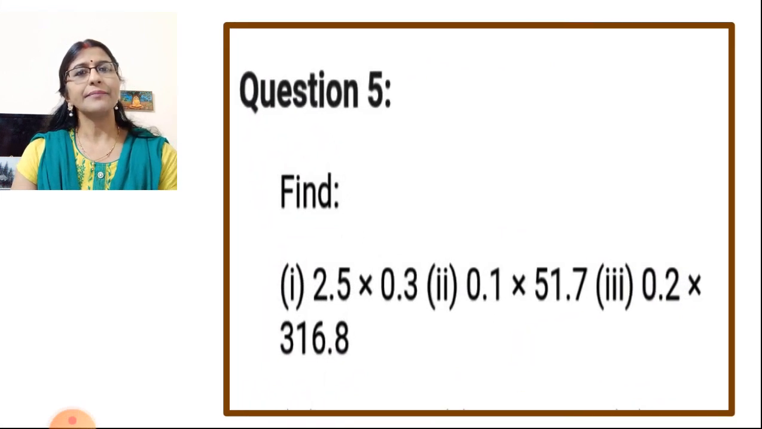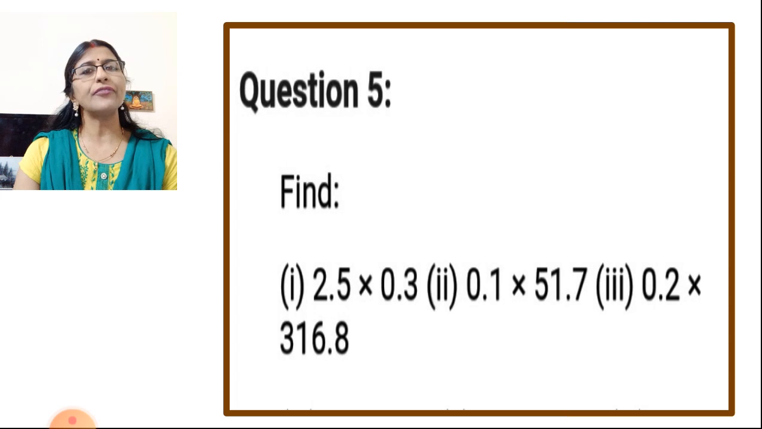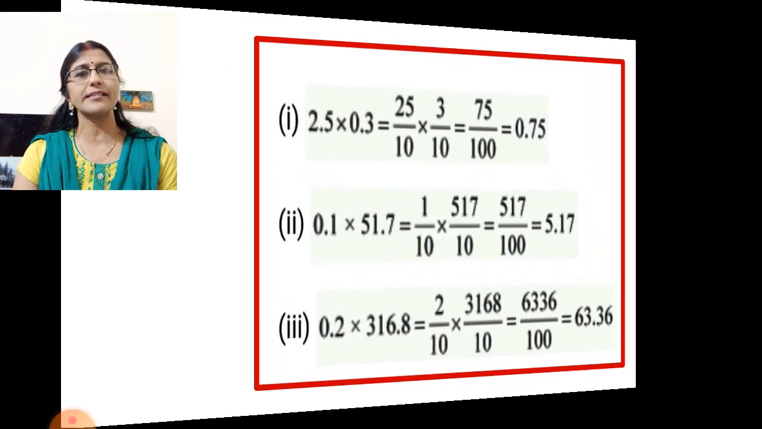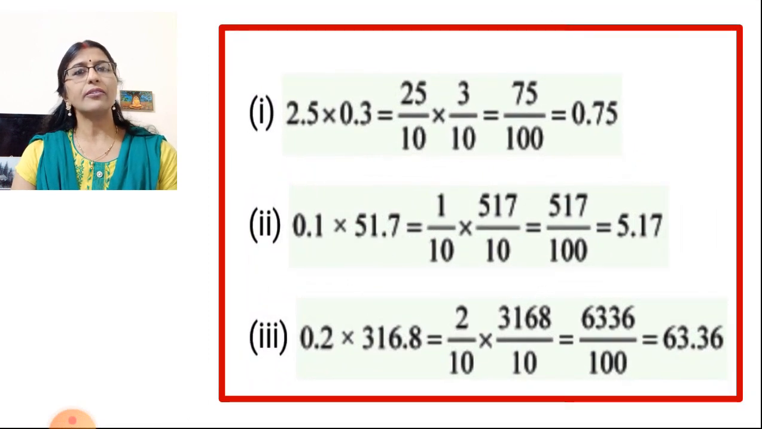Now let us see question number 5. Next question here. Find 2.5 into 0.3. Second one is 0.1 multiplied by 51.7. Third one is 0.2 into 316.8. Let us see how to solve when both are decimals. First we are going to convert both the decimal numbers into fractions.